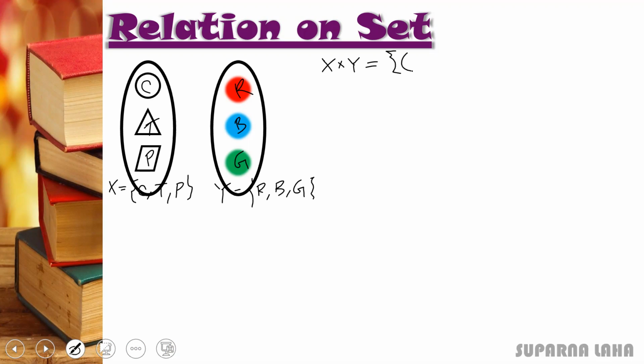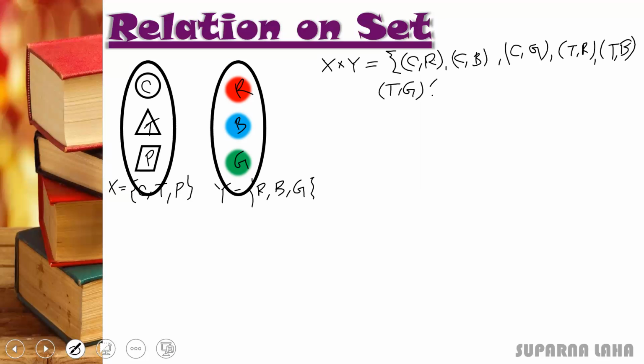So the members of X cross Y are given by circle red, circle blue, circle green, then triangle red, triangle blue, triangle green, and then parallelogram red, parallelogram blue, parallelogram green. So these are the possible combinations we can make, and those are the elements of the Cartesian product.